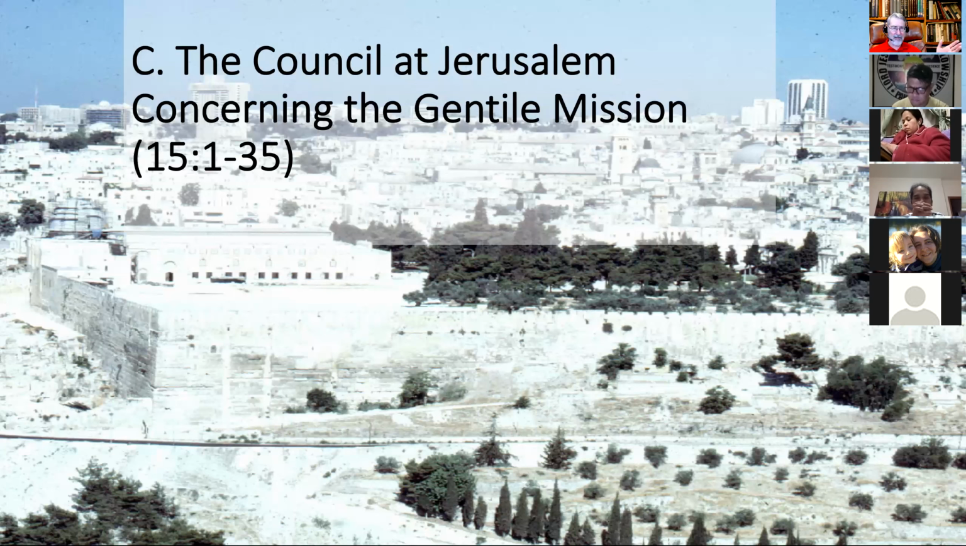So circumcision comes down to the bottom of the discussion. The Judaizing party says they've got to be circumcised. This is the covenant sign, and this is the absolute minimum of obedience to God. Goes back, they say, before the Mosaic law, all the way to Abraham.